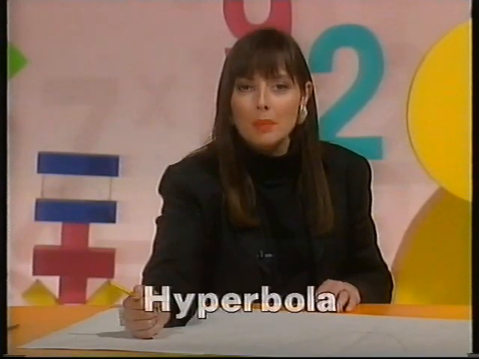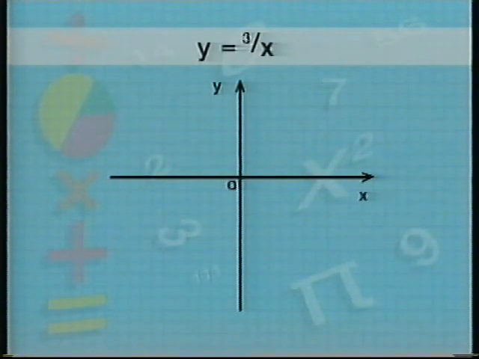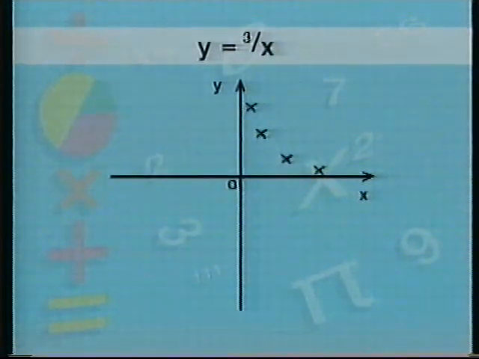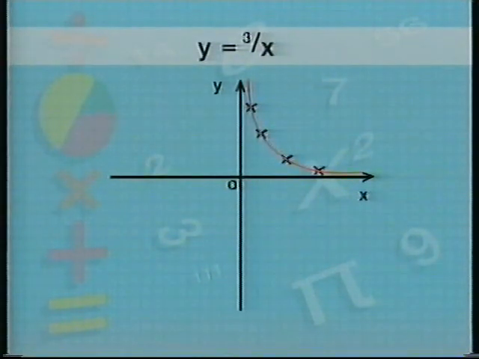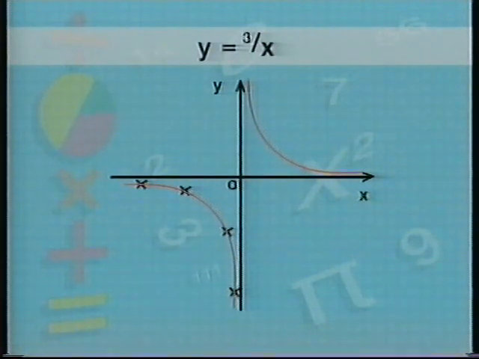There is another curve you should be able to draw called a hyperbola. And here's an equation for one. y equals 3 over x. Well, let's see what this looks like between x values of -3 and 3. You'll always get a hyperbola if the equation is y equals something divided by x.